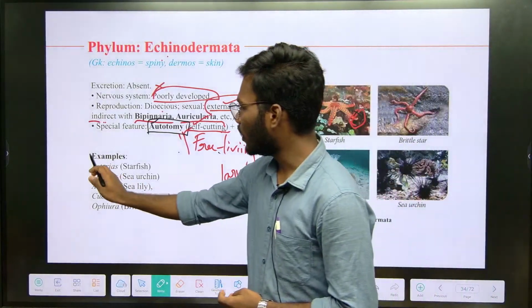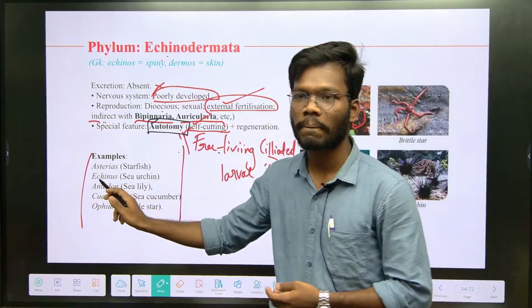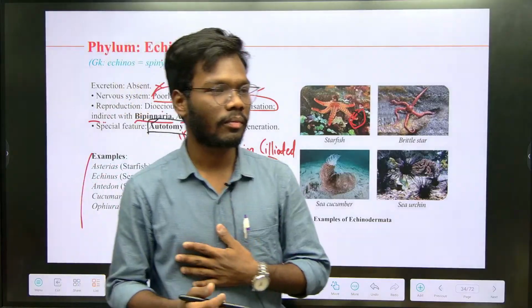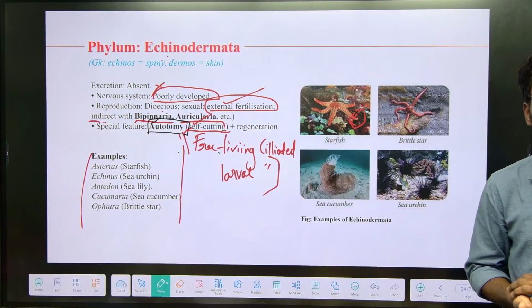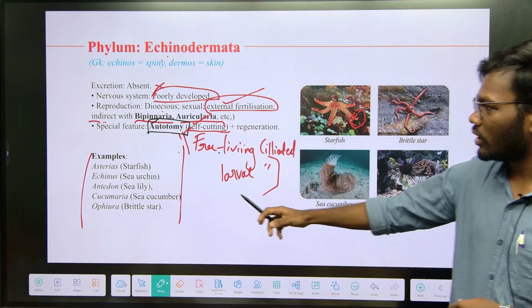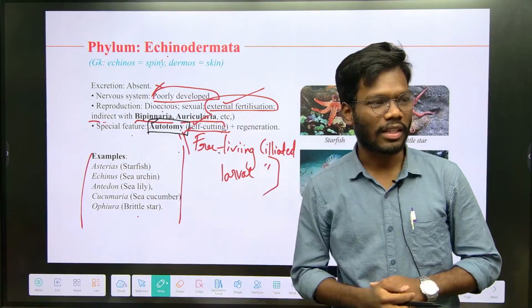And finally, examples. They have to escape from the predators. That's why they are involved in self-cutting, autotomy, regeneration. So these are the examples for Echinodermata. You have to remember all the examples, right?